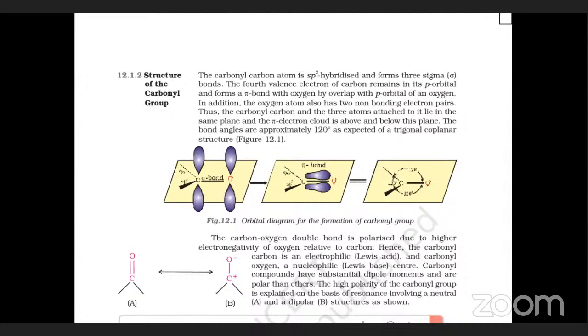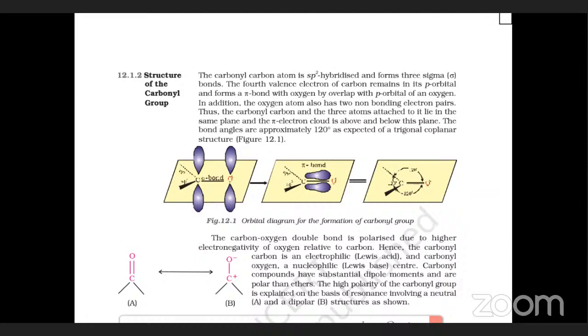When C=O is there, whether it is an aldehyde or a ketone, the carbon has 3 single bonds and 1 double bond. So the carbon, when it has a double bond, must have sp2 hybridization. Either the carbon in the aldehyde group or the carbon in the ketonic group, definitely these carbons are sp2 hybridized carbons.